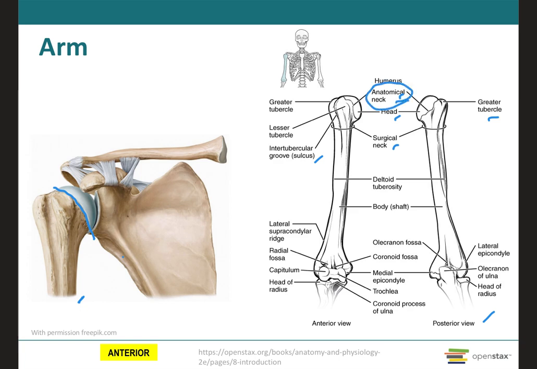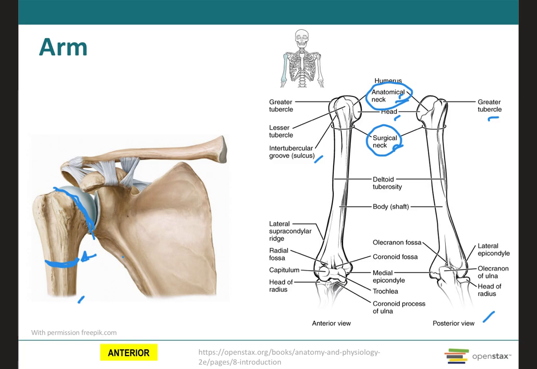Anatomical neck, more specifically, because there's another neck that's called the surgical neck, which will go around right over here. And the difference between the surgical neck and the anatomical neck is that usually when this bone breaks, it breaks right over here at the surgical neck. So this is why this area over here is called the surgical neck, but this area over here right after the head is called the anatomical neck.